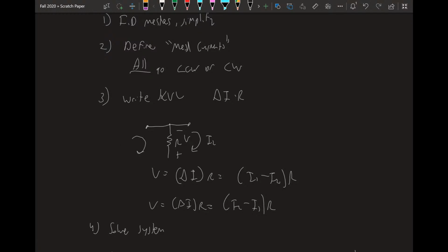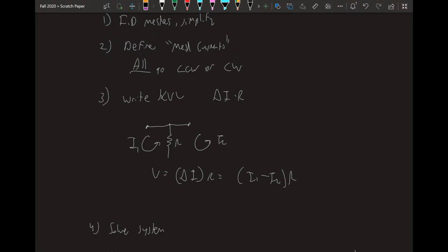Okay, so the question is, if I define these mesh currents going counterclockwise, how will they change? No, it wouldn't change. What matters for your equations is which way you define the voltage across the resistor as positive. And that changes depending on which mesh current you're looking at, right?